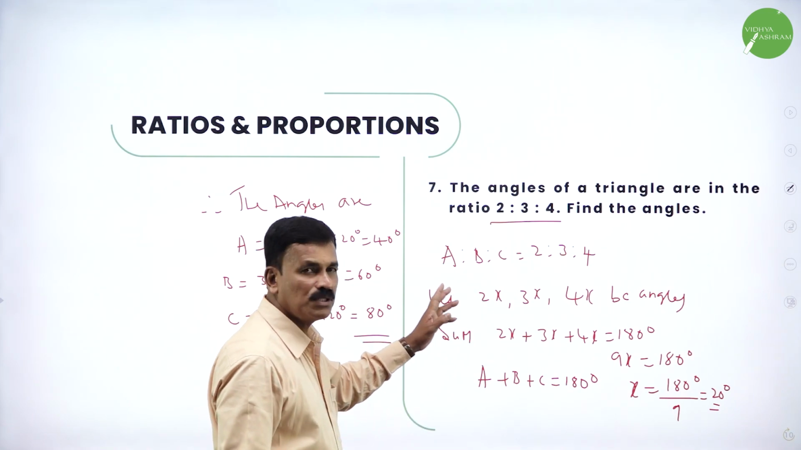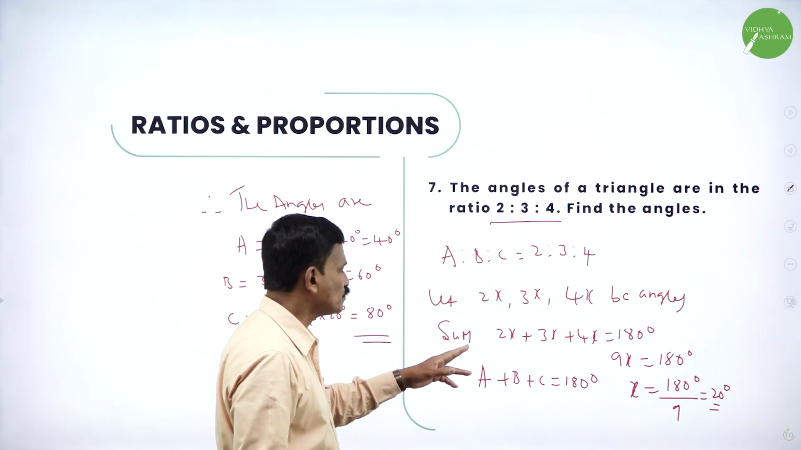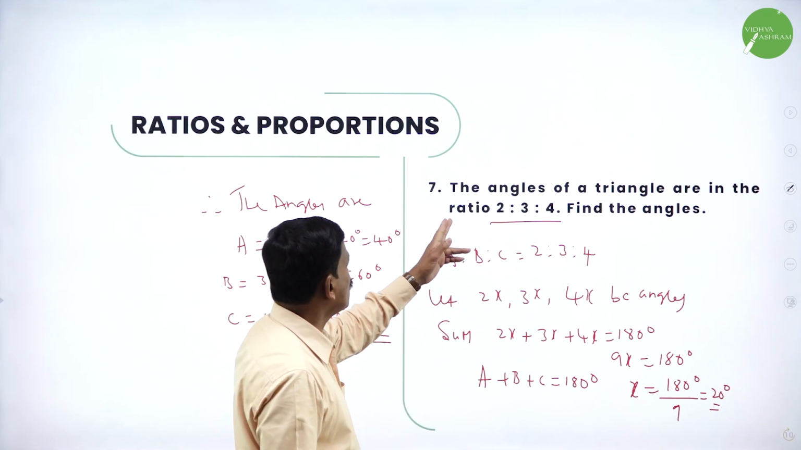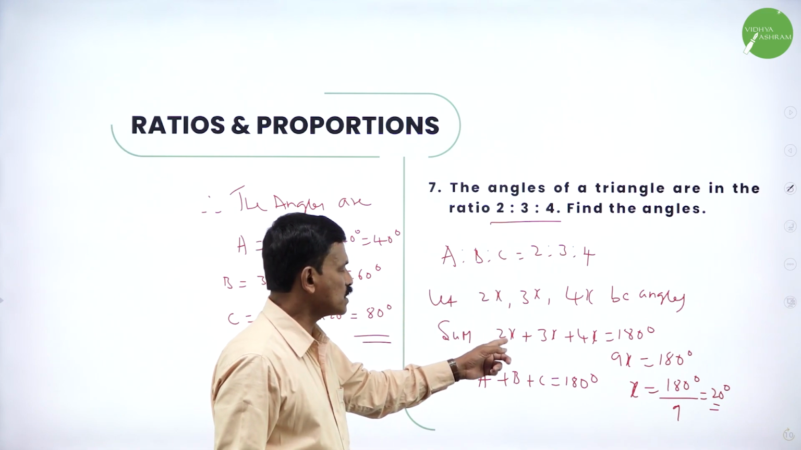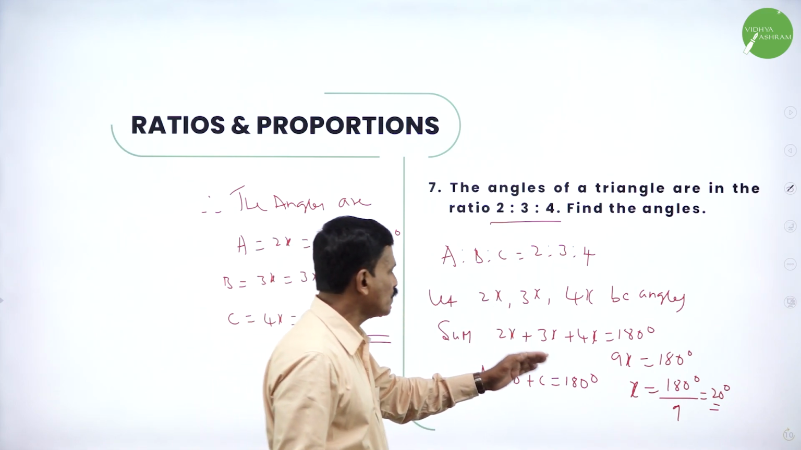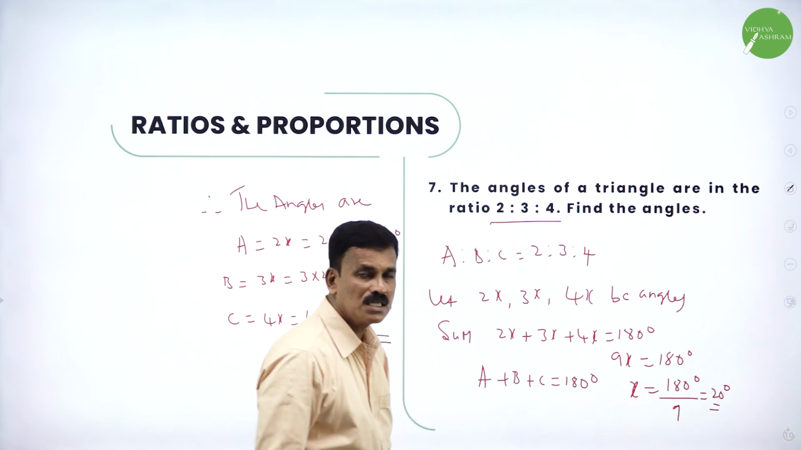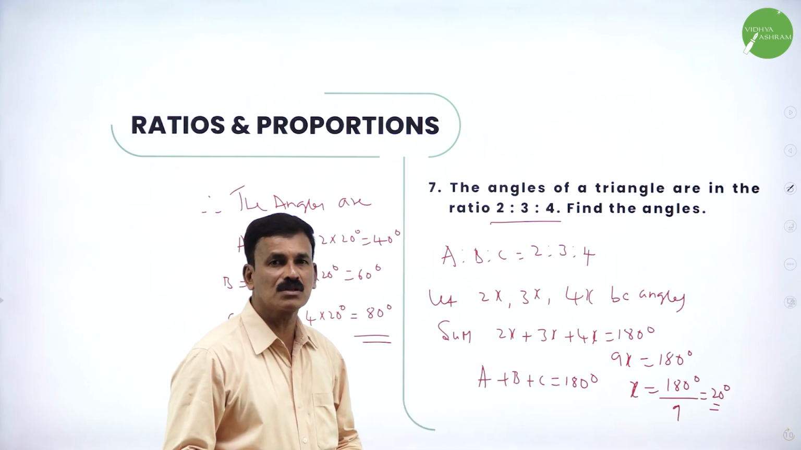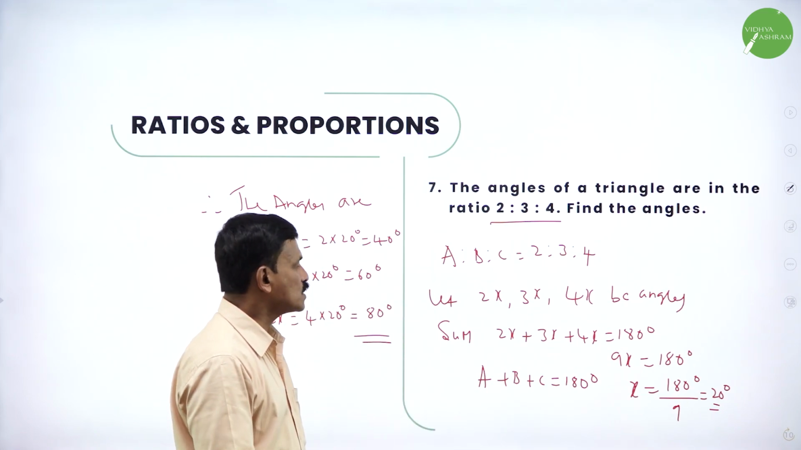Let the angles be 2x, 3x and 4x. So, the sum of the angles is 2x plus 3x plus 4x. Sum of angles A plus B plus C is 180 degrees. So, 9x is equal to 180. x is equal to 180 by 9, that is 20 degrees.